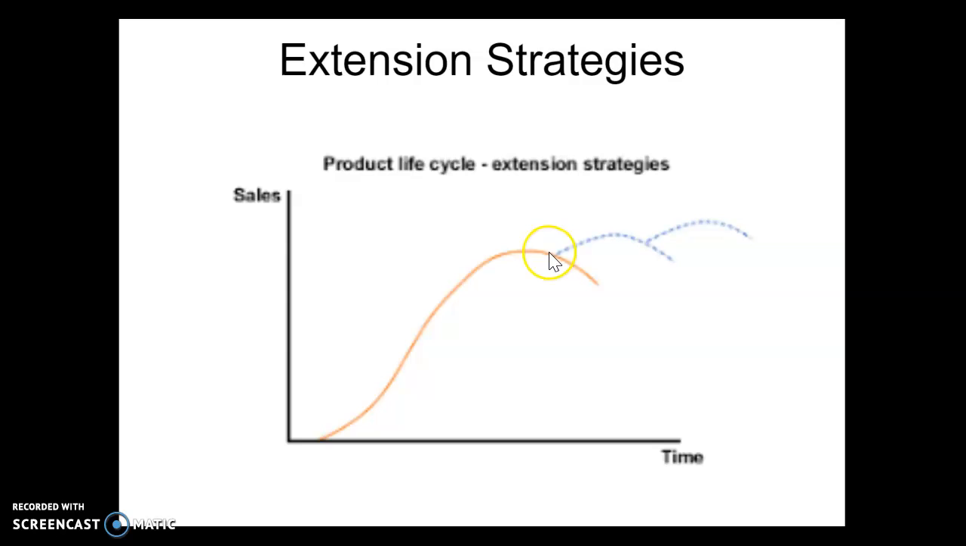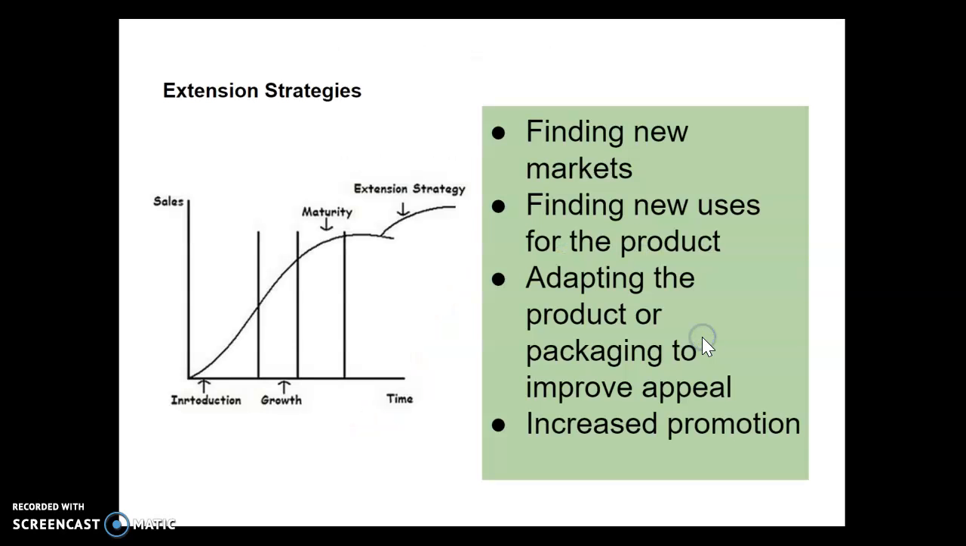However, marketers, they've spent so much money doing market research and development, they don't want it to go into decline. So they're going to do activities when they think a decline is about to happen, activities to boost sales and keep sales in that maturity stage. So this is what an extension strategy would look like on a graph. And here are some possible extension strategies that could be done. Now, these start getting put in place in maturity.